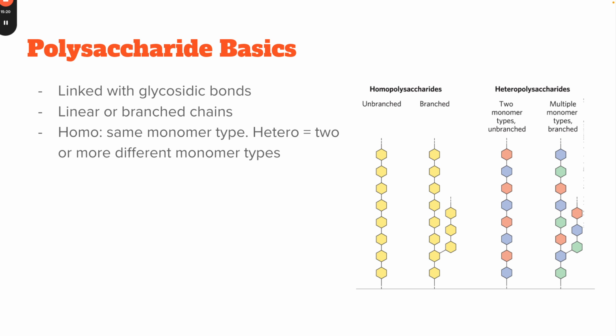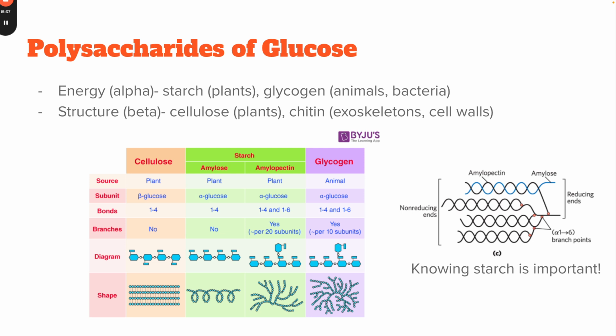So we have homopolysaccharides. That first yellow string is unbranched. Then the next one is branched because there's a branch. And then the next one is a heteropolysaccharide that's unbranched because it's linear. And then the other one is a heteropolysaccharide that is branched. And then different polysaccharides of glucose. So one thing to note is you have like 4 different types.